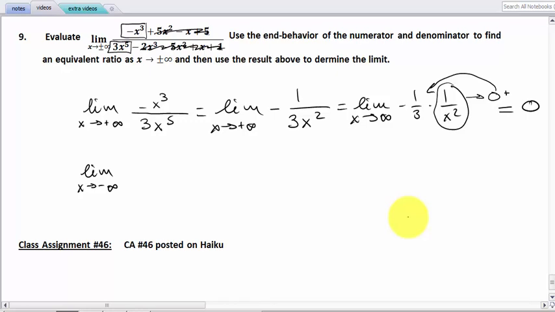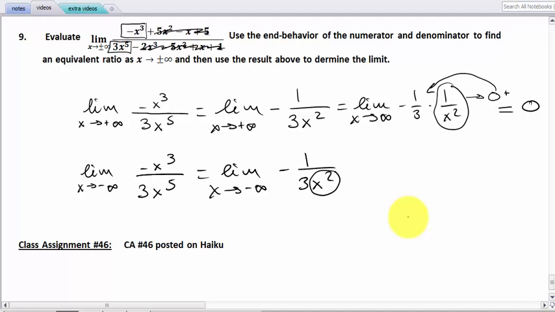And at negative infinity, it would be exactly the same thing, right? You would do the same thing. So it would be the limit as x approaches negative infinity of negative 1 over 3x squared. x squared gets very, very large positive. 1 over x squared is going towards 0, right? And you multiply that by negative 1/3, it's still going to be 0. So the limit at plus or minus infinity of this function is 0, right?